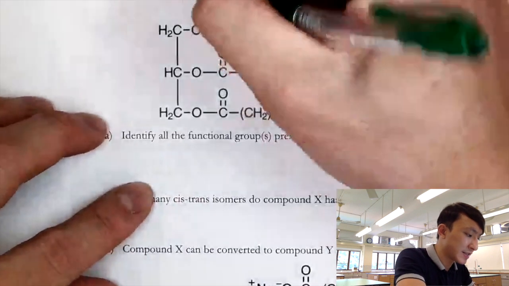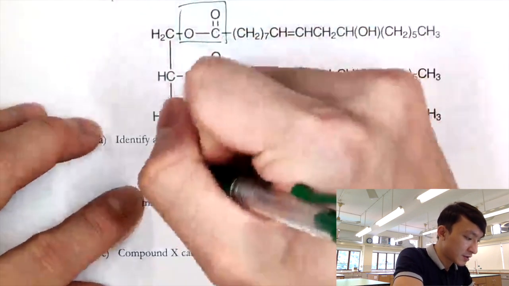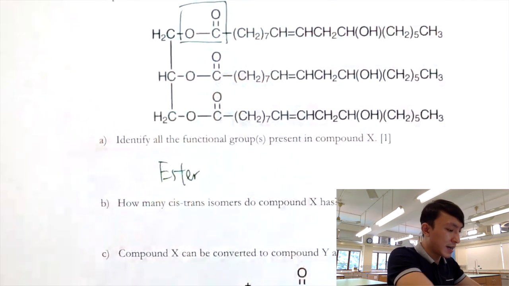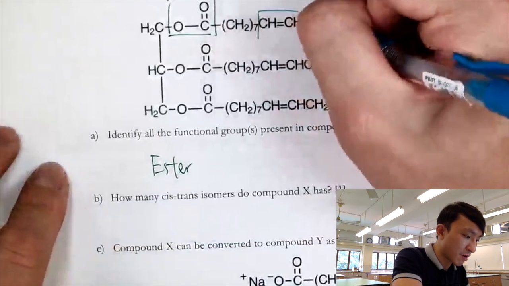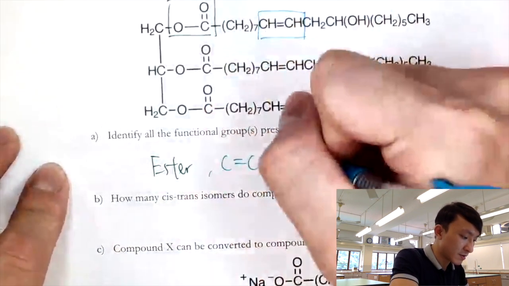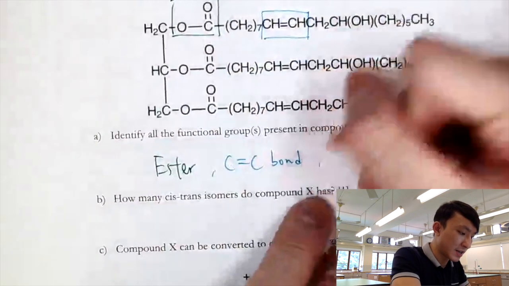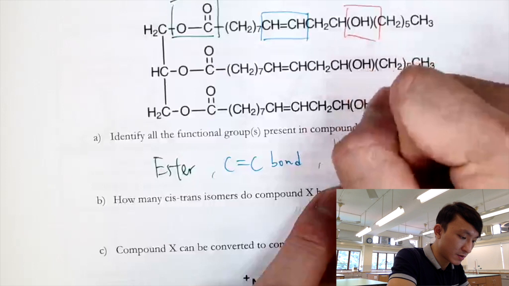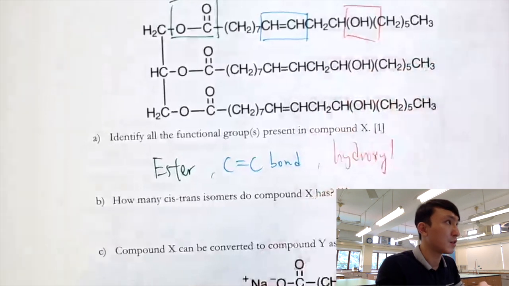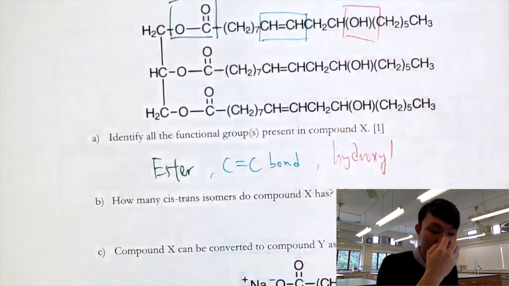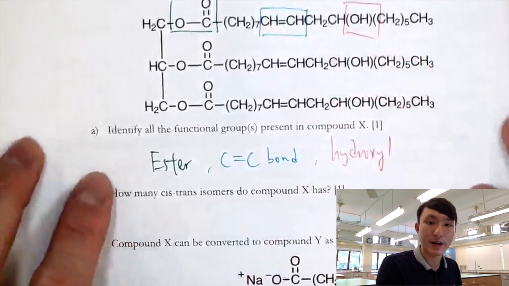So first of all, I see ester, must be ester, and then I also see the CC double bond, okay, and then I also see hydroxyl group here. Okay, so these are all the functional groups I can see from compound X.